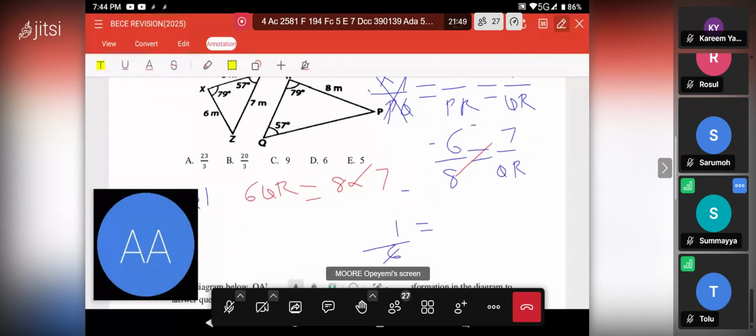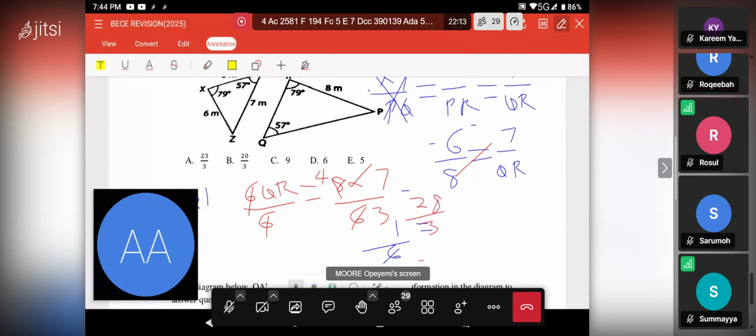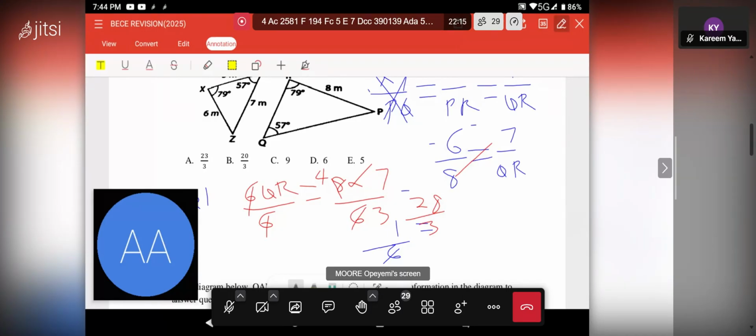So as it is here now, for QR to stand alone, I divide both sides by the coefficient, which is 6. Remember I said both sides. 6 divide 6. So from here 2 can go into 6 three times, 2 can go into 8 four times. Since nothing is common, 4 times 7 will give me 28 over 3. That is my QR.